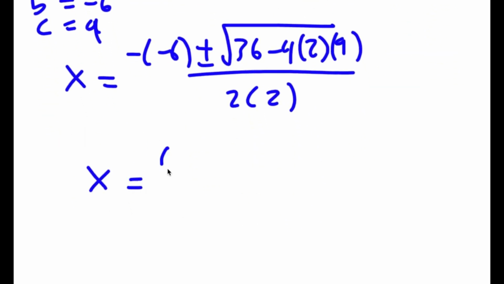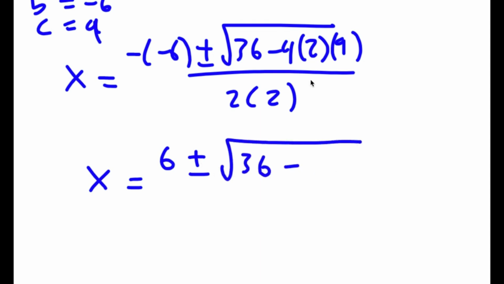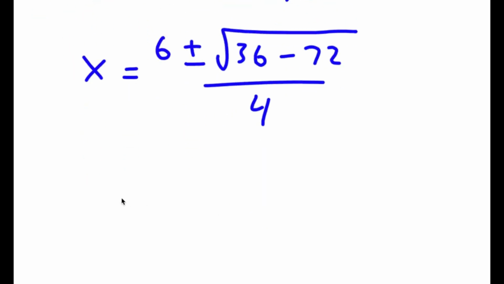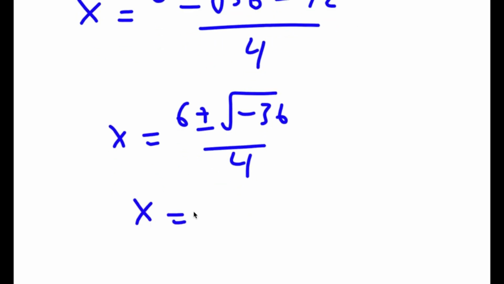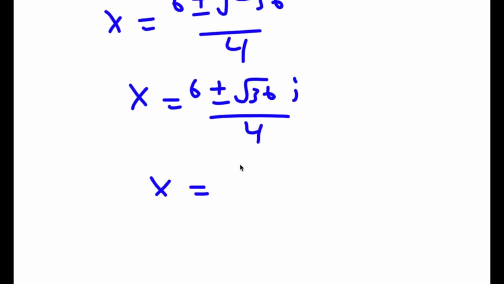And now this is equal to positive 6 plus or minus the square root of 36 minus 8 times 9, which is 72, all over 4, which is equal to 6 plus or minus the square root of negative 36 over 4, which is equal to 6 plus or minus the square root of 36i over 4, which is equal to 6 plus or minus 6i over 4.